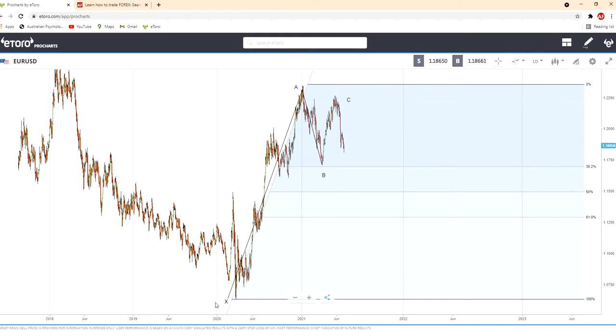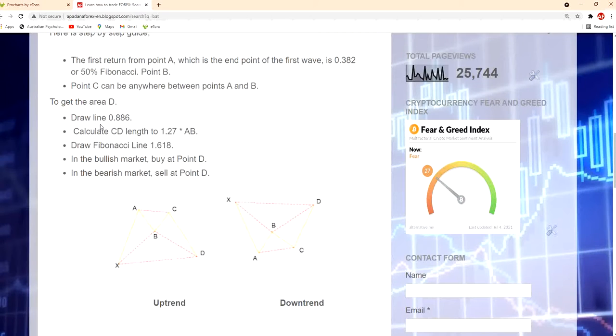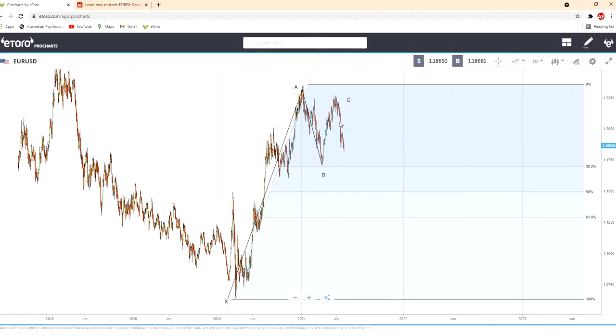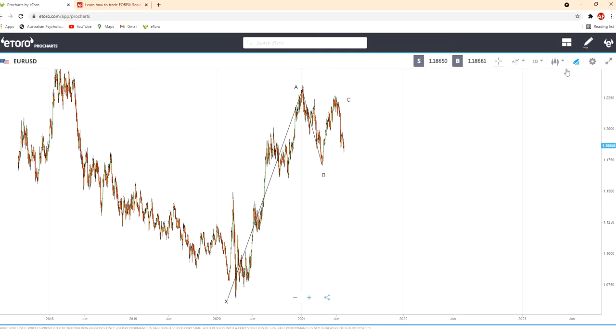So far, so good. You have X, A, B, C. But D is an area, it's not a certain set point, because you're gonna put your buy in an uptrend at D, and D is an area, okay? But how are you gonna find D? You go back here. You have B, C. So I'm just gonna erase and delete this one. Okay. Now just draw another Fibonacci.